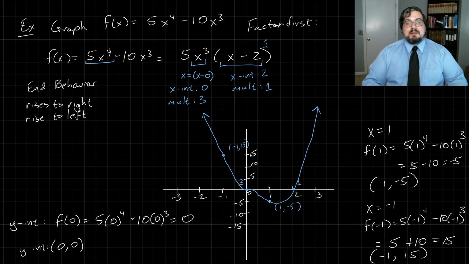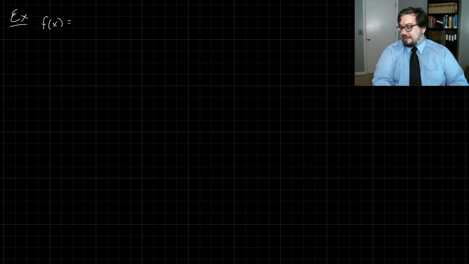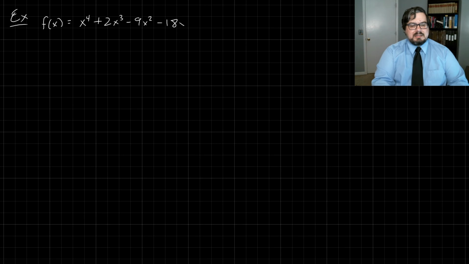Let's do one more example, and you'll see that the general strategy is going to continue to remain. We're going to factor, find the end behavior, find the x-intercepts with multiplicity, and find the y-intercept. So this next one is probably the most complex of the ones that we've seen. So f of x is x to the 4th plus 2x cubed minus 9x squared minus 18x.